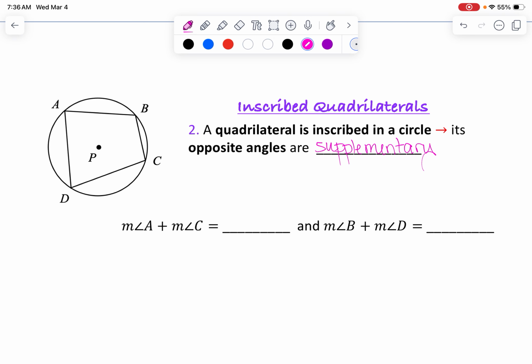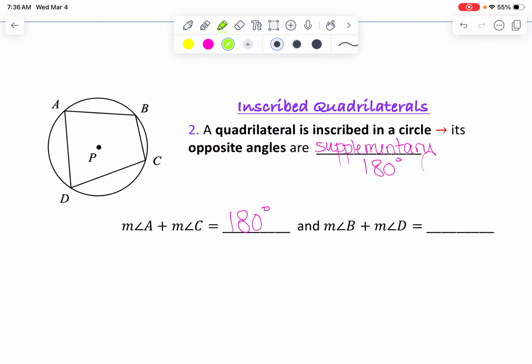Now, this is a fairly simple proof to do, but I won't do that just in the interest of time on this video. But the opposite angles are going to be supplementary. Remember, that just means adds up to 180 degrees. So in our picture, the measure of angle A and C, those two right there, they're opposite of each other, so they should add up to 180.